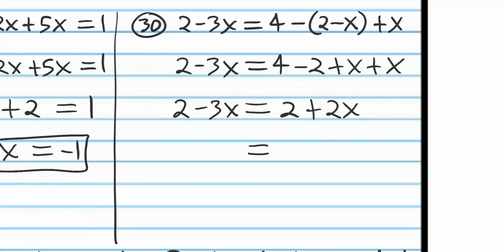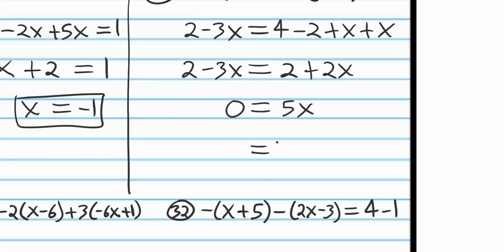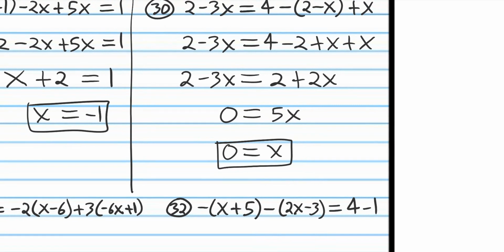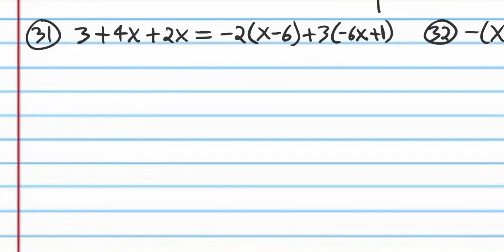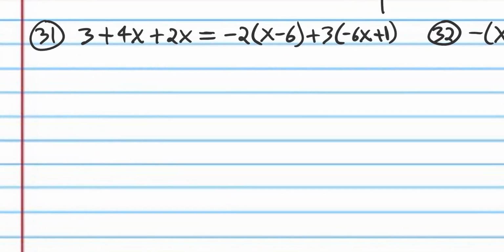All right, so we're going to add 3x to both sides, and we get 5x. Subtract 2 from both sides, and we get 0. This is a special problem because we're getting 0 as an answer. So divide both sides by 5, and we just have 0. So if you got 0 for that one, good job. All right, on to number 31. Go ahead and try number 31, and when you come back, we'll do it together.